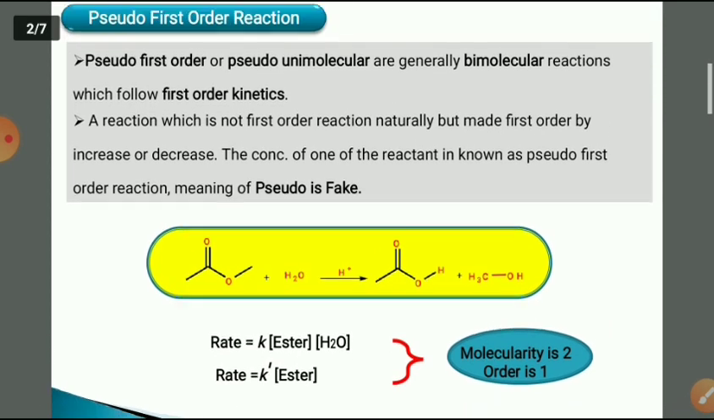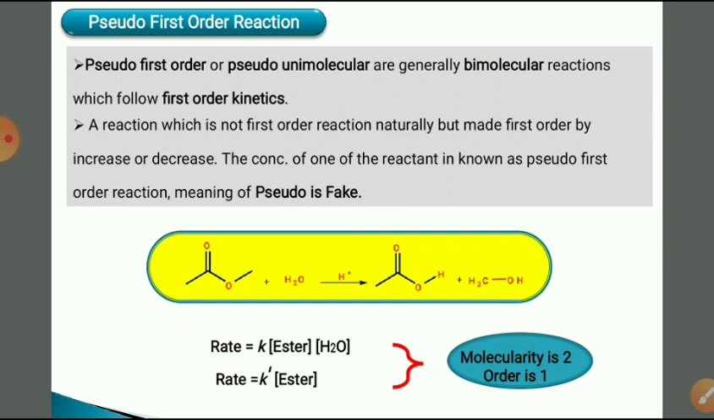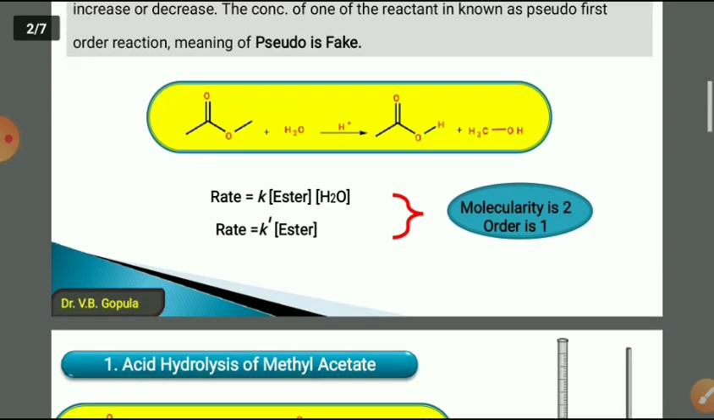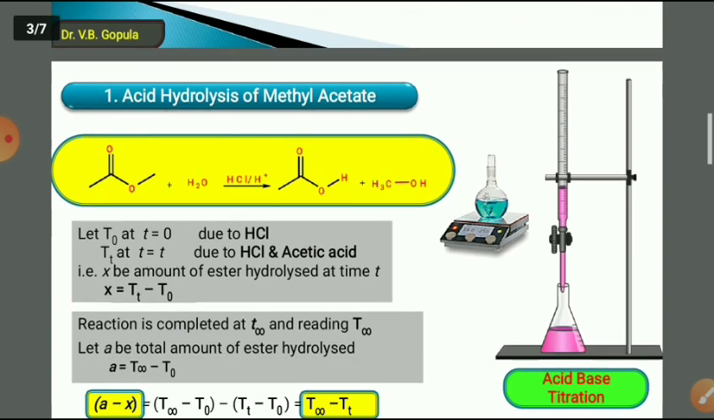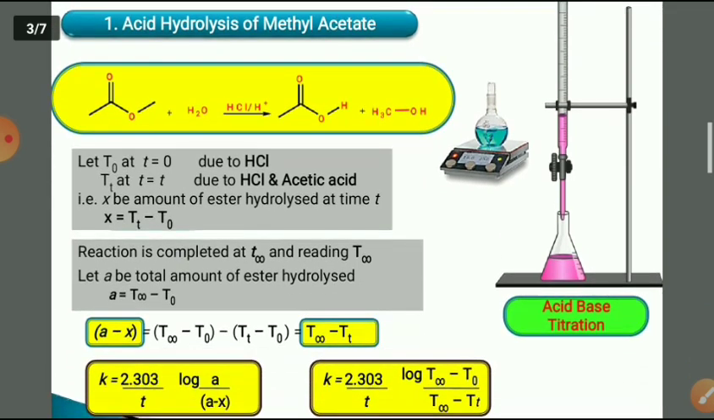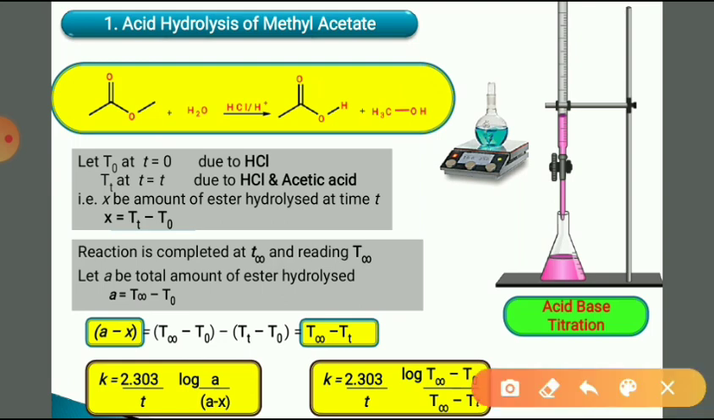Now we are going to see how the order is calculated in pseudo first order reactions by taking a few examples. Here we have taken the acid hydrolysis of methyl acetate, as we saw earlier. Now the reaction is carried out in such a flask.